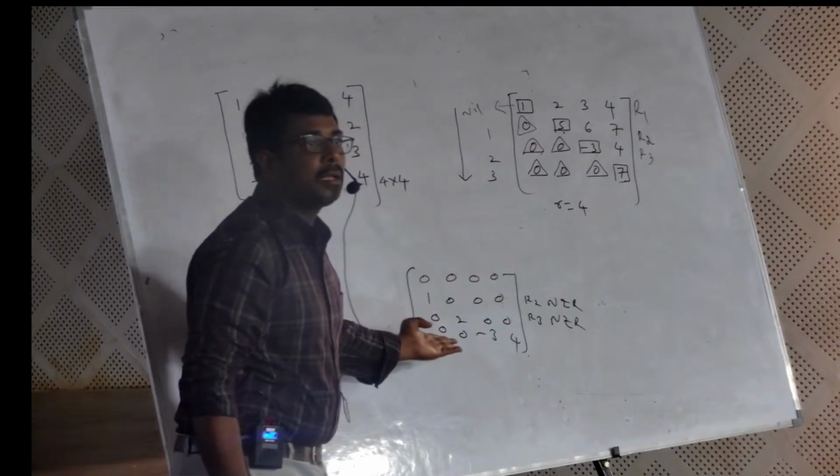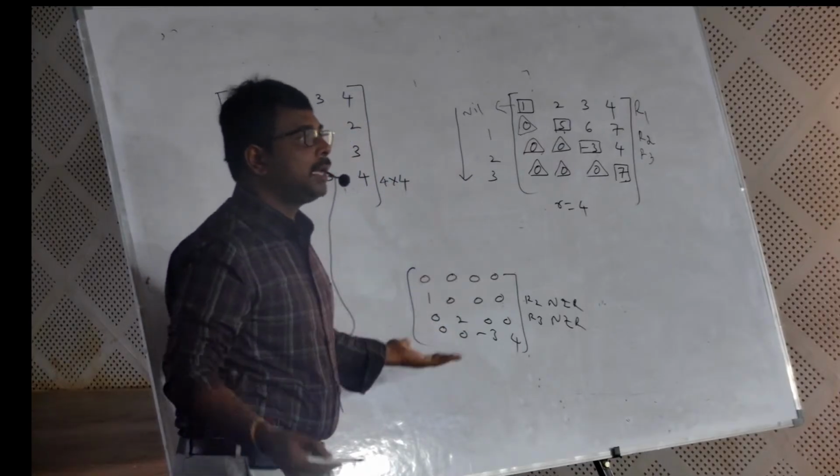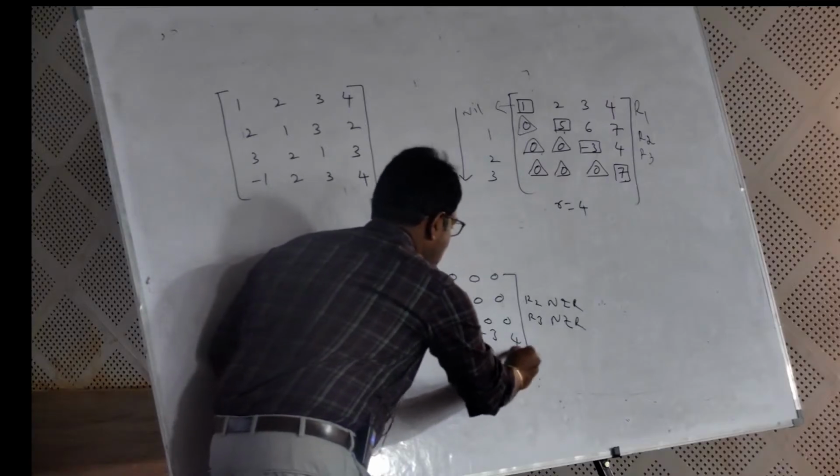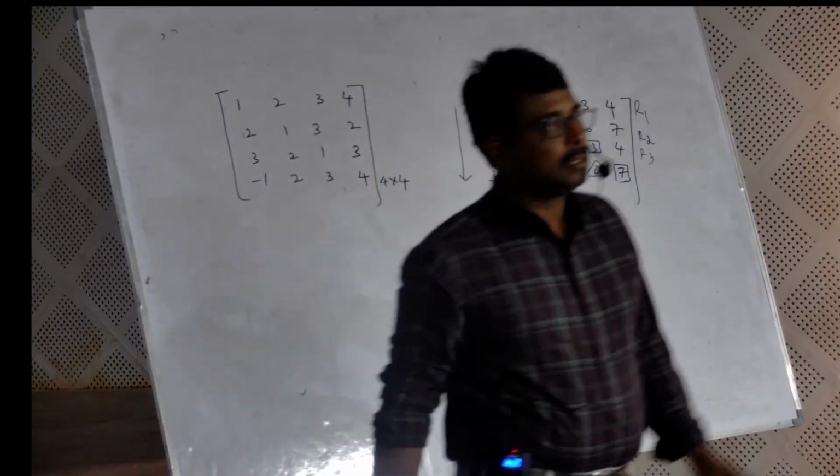This is also a non-zero row: 0, 0, -3, 4. Yes, 0, 0, 0, 9. When all the entries of a row are zeros, then only it is a 0 row. If at least one element is present, then it is a non-zero row. Now see here, 1, 2, 3, 4. Is it a 0 row or non-zero row? Non-zero row. R2 is also, R3, R4. Total how many non-zero rows? 4. What is the rank? 4. Okay.